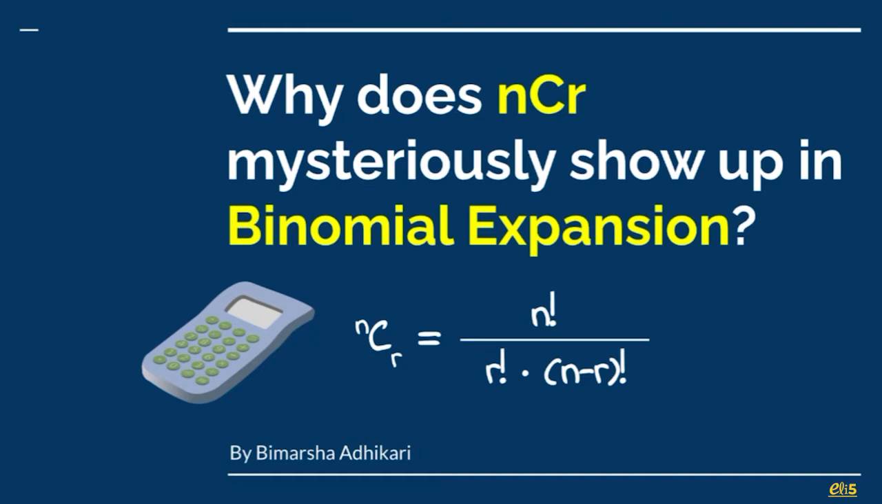When I first learned about binomial expansion, I simply could not make sense of why the concept of combination, the nCr notation, appeared in the expansion. And today I'm trying to provide the intuition about why this must be the case.